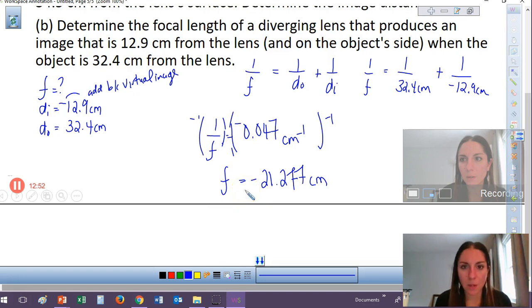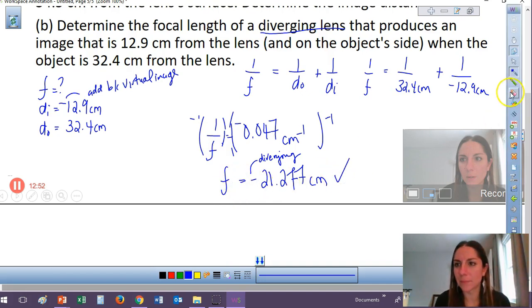Now, depending on what the question is asking, you can either leave the negative sign or you can omit it. The negative just means it's a diverging lens, so it's not a bad thing that the negative is there. It just reaffirms what we know already, that this is a diverging lens. But I know sometimes Mastering Physics just wants the value. So if it says it wants the magnitude, then you just type in 21.277. But if they're looking for the negative sign, you can add that in. It checks out that this is in fact negative.